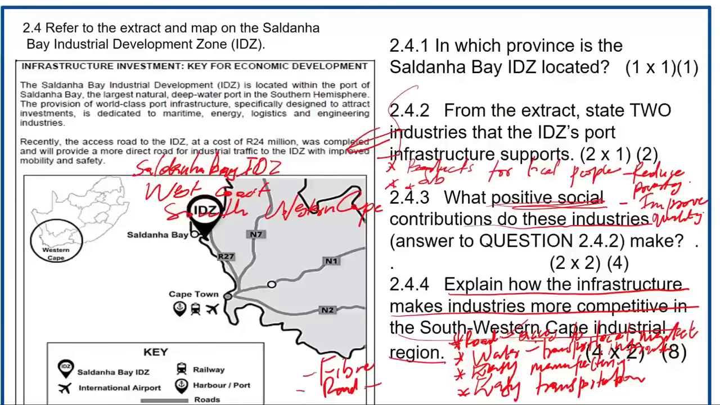Remember, when talking about the Western Cape, most of the industries in the Western Cape are light industries. The reason we have more light industries in the Western Cape is that it has a lot of farms, and there are fewer minerals. It does not mean there are no minerals, because in the Western Cape we also have steel industries.